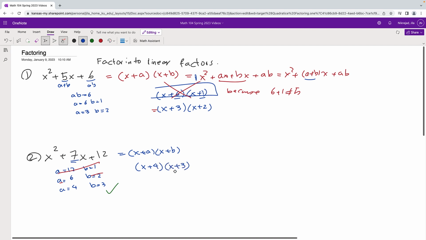And you can check by foiling this, basically. If you remember, foiling it is like that, right? And then that, and this, and that, and then adding them together, basically.